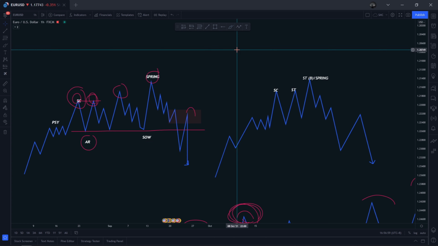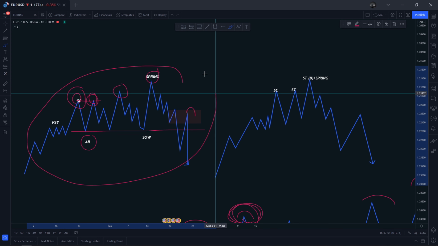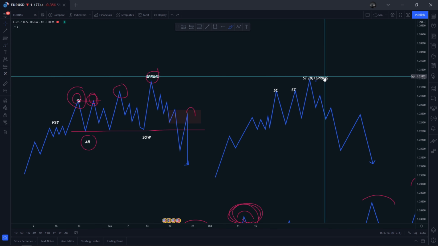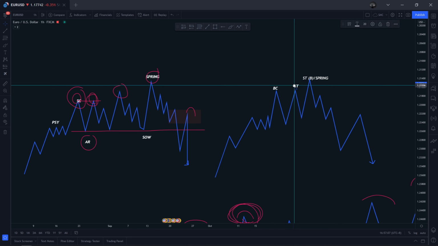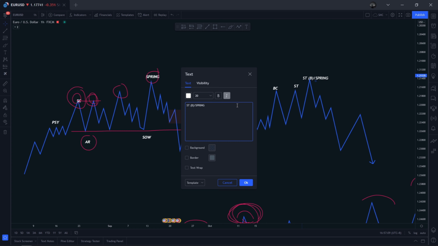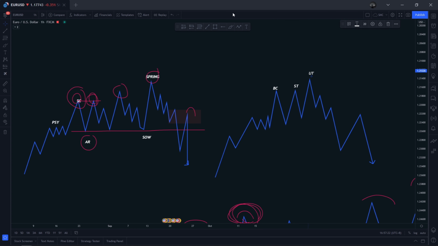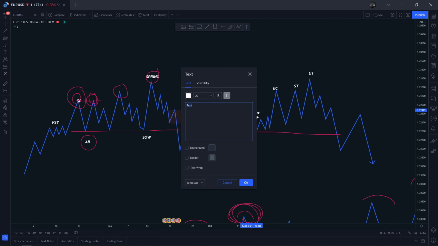Then it's the same thing. We have schematic 1, then we have schematic 2. Schematic 2 is BC, buying climax, still an ST. Then instead of an STNB, we have the UT, and we don't have the UTAD. Basically, the UTAD is the spring. So we only have the UT. Then price breaks these lows here. Let's put the PSY.